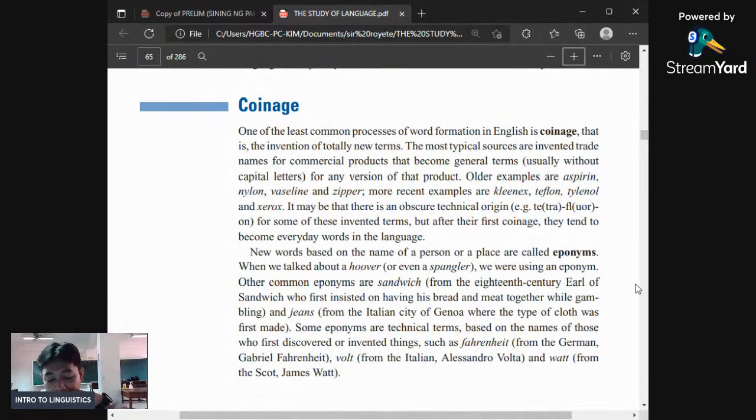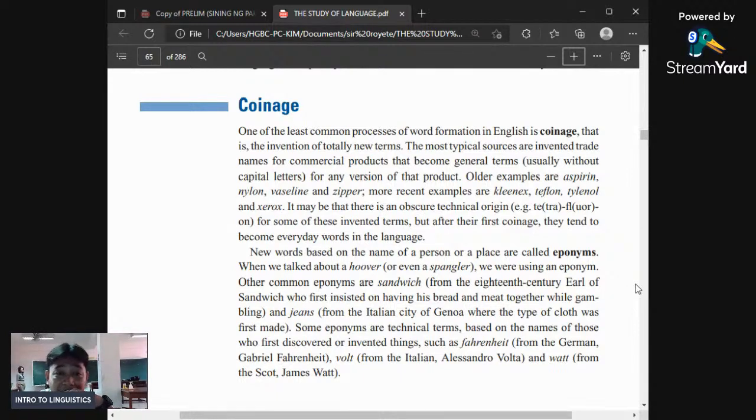Next one, second formation is coinage. So for coinage, one of the least common processes of word formation in English is coinage. So etymology first, second one, we have coinage. That is the invention of totally new terms. Coinage, coin, saan ba kinoin? So typically, the most typical sources are invented trade names for commercial products that have become general terms, usually without capital letters, for any version of that product.